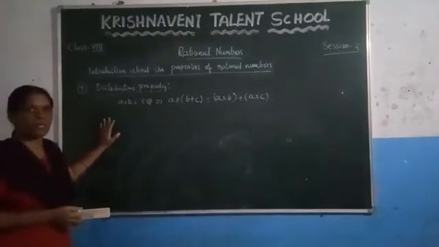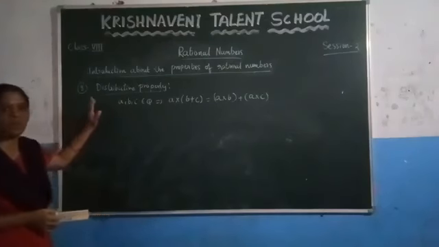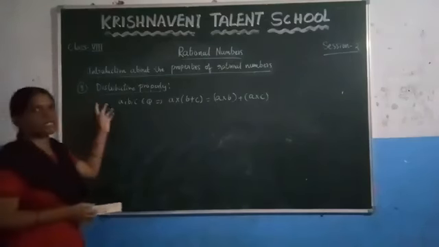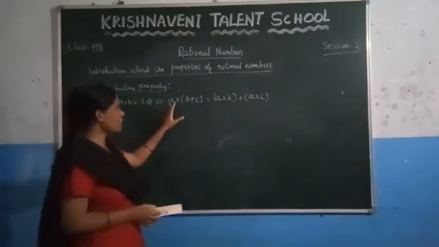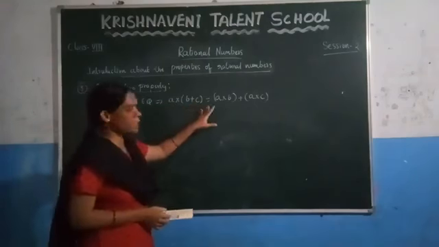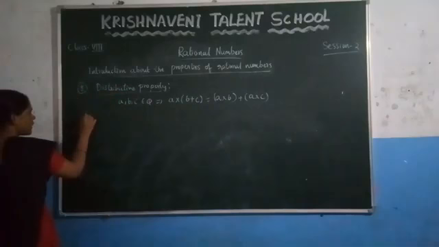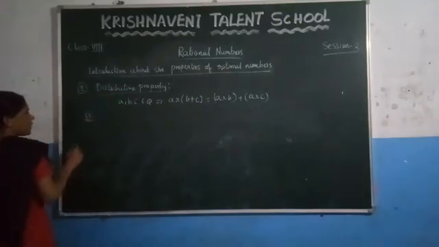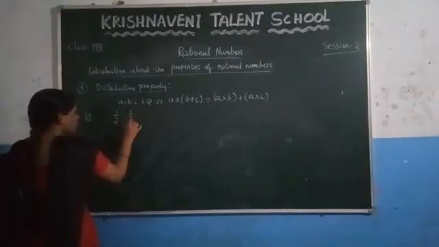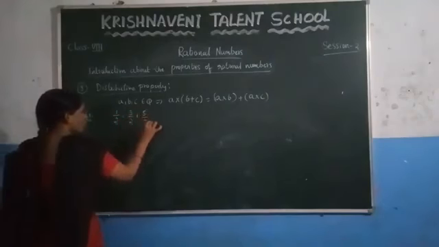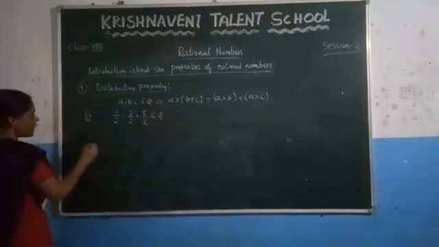What the distributive property says, if you consider any three rational numbers, let us consider those rational numbers as A, B, C. What it states, if A, B, C belongs to Q, then we can state that A into B plus C must be equal to A into B plus A into C. Let us solve this by taking an example. Let us consider one example, 1 by 2, 3 by 2 and 5 by 2. You know that all these are rational numbers. Now check the LHS and the RHS part.